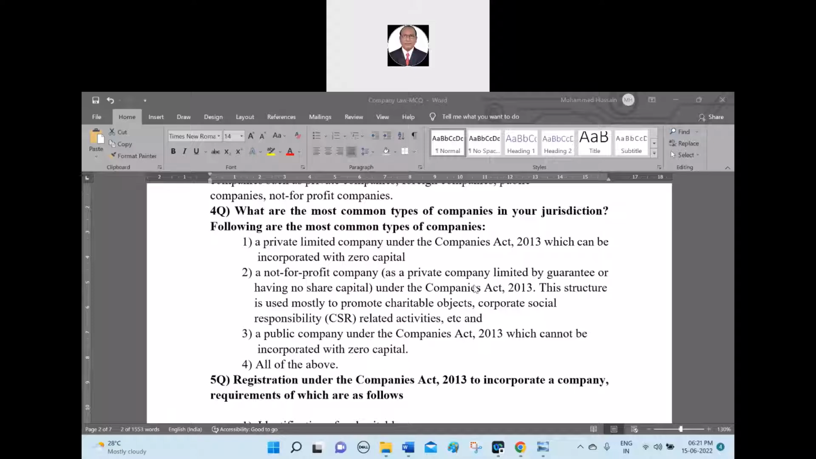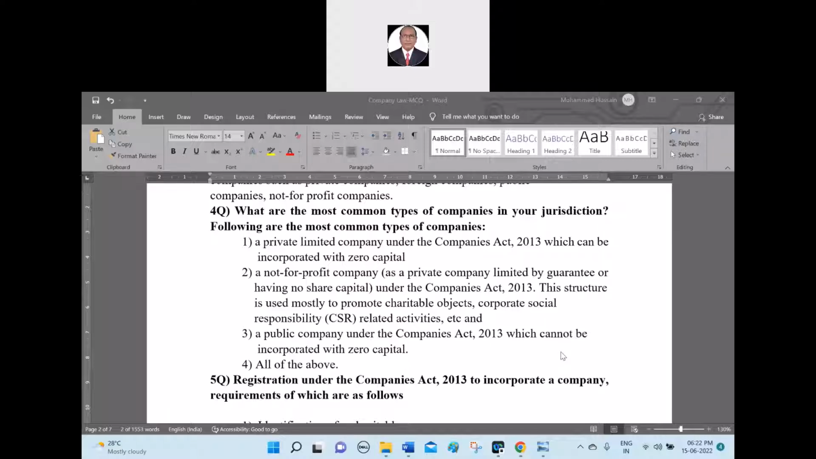Number two, a not for profit company is a private company limited by guarantee or having no share capital (within parentheses) under the Companies Act 2013. This structure is used mostly to promote the charitable objects, corporate social responsibility (CSR) related activities, etc. And number three, a public company under the Companies Act 2013, which cannot be incorporated with the zero capital. Number four, all of the above.